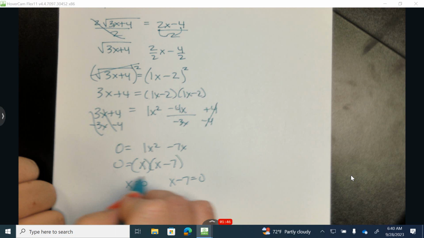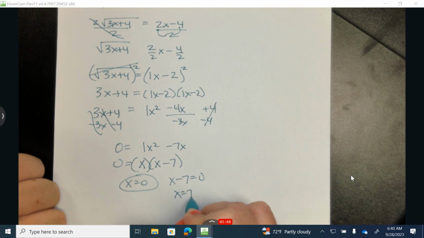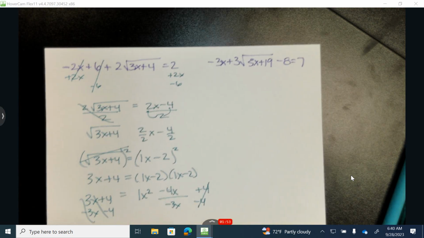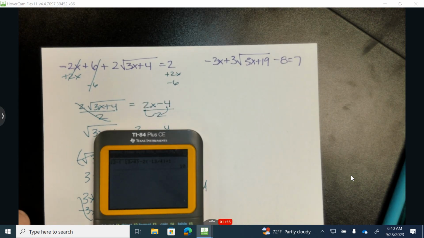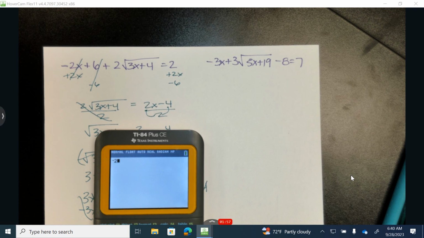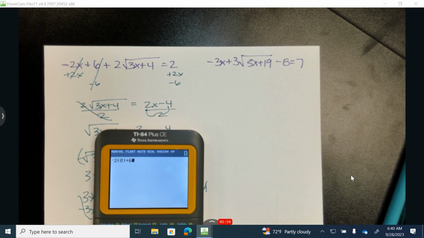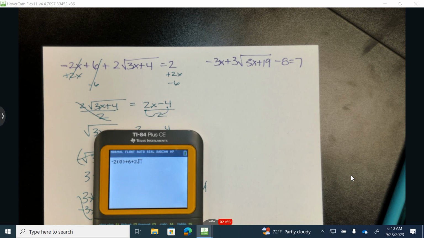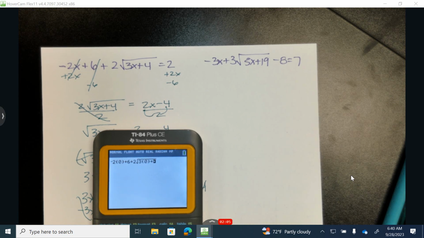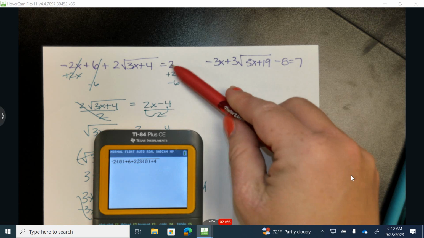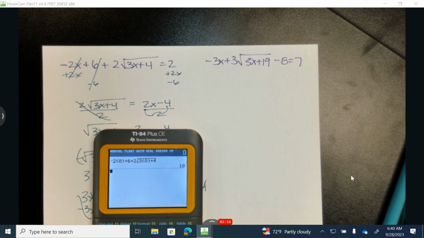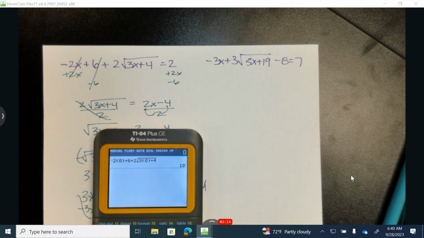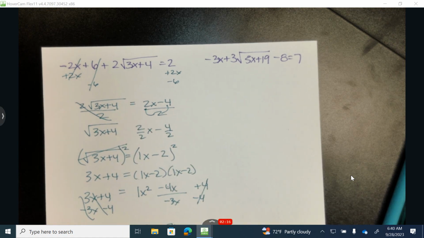Well, the first is already solved. And then when I add 7 to the opposite side, I get 7. That doesn't mean automatically that these are the correct answers. We've got to go up to the very beginning. We're going to start by plugging in 0. Negative 2 times 0 plus 6 plus 2 times the quantity of the square root of 3 times 0 plus 4. Now this better equal the quantity 2. It does not. I want to make sure I have plugged in everything correctly. So I do not believe that 0 is a solution.